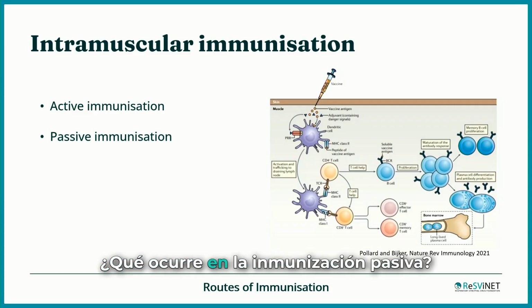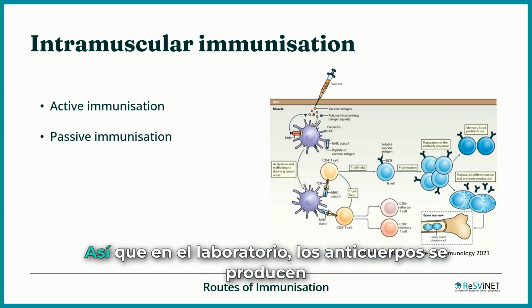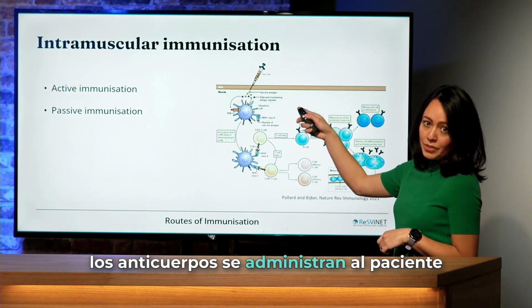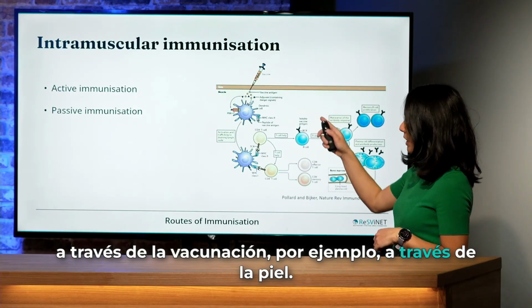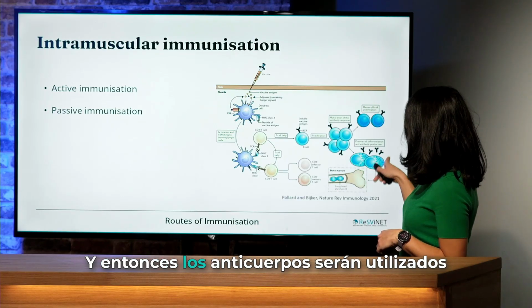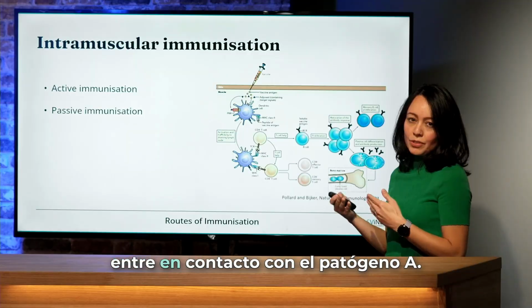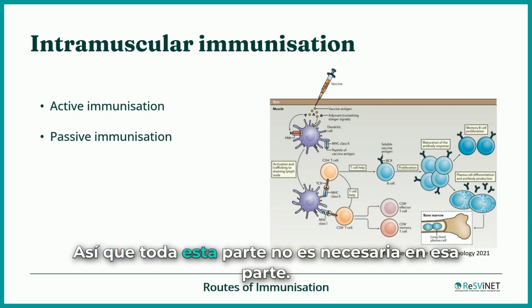So what happens? In passive immunization, we skip this entire part where the body has to work. So in the laboratory, the antibodies are produced, and then in the final step, the antibodies are administered to the patient through vaccination, for instance, through the skin. And then the antibodies will be used by the patient in case the patient comes into contact with a pathogen. So this entire part is not necessary in that case.